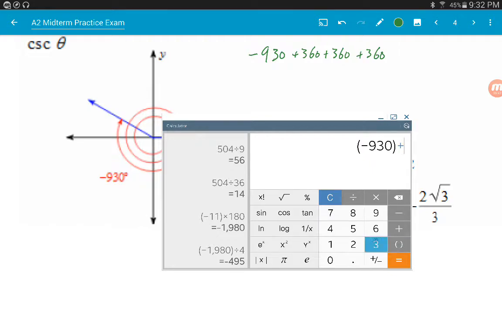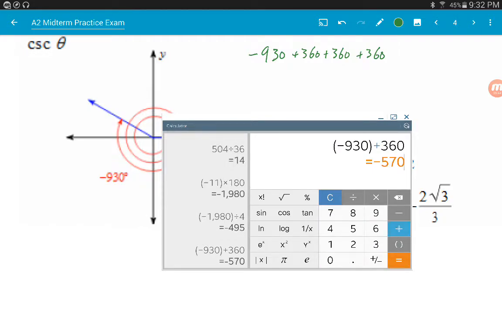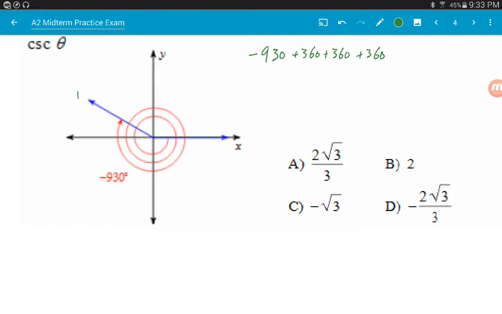Negative 930 plus 360. Still negative, so plus 360 again. Still negative, plus 360 again. 150 degrees, perfect. So this is equal to 150. So this is 180. So that means this angle in here is 30.